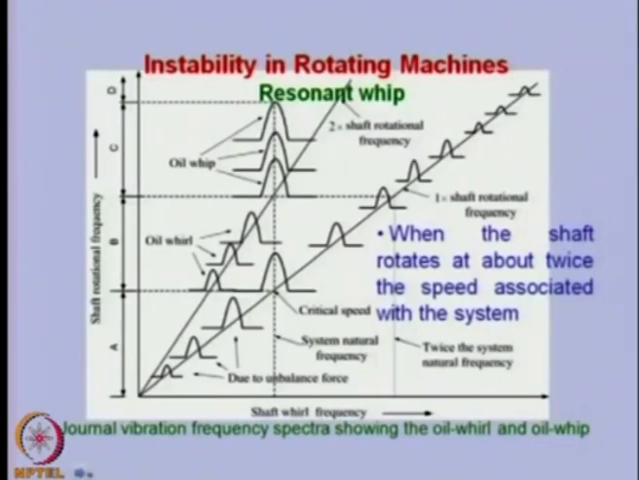This is a typical Campbell diagram in which this is the spin speed of the shaft, and this is the natural frequency of the shaft. You can see as this particular... I am correcting this again.